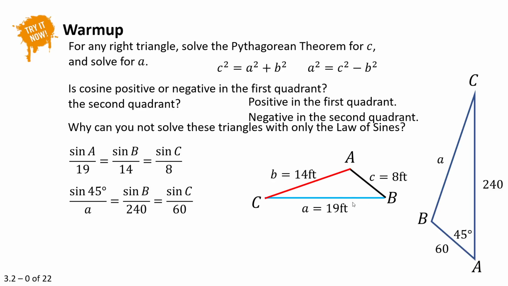We run into a similar situation here when we have really side angle side, this kind of situation here. We've got sine of 45 degrees over A is equal to sine of B over 240. And sine of B over 240 equals sine C over 60. There's no way in which I can manipulate this so I'm working with only one variable to solve for. It's always the case that I've got two variables here. So this is an instance in which we really need to have another tool at our disposal to be able to solve for preferably one of those angles. Usually it's an angle that we're solving this for.